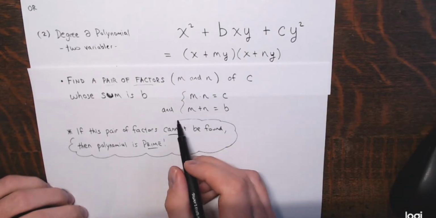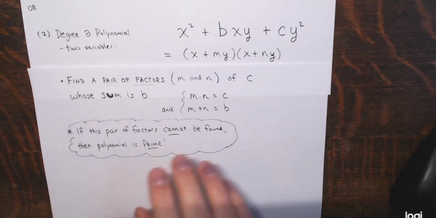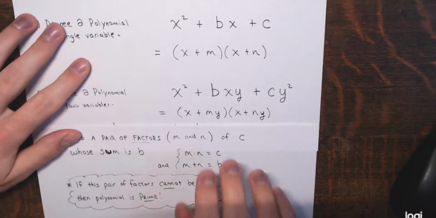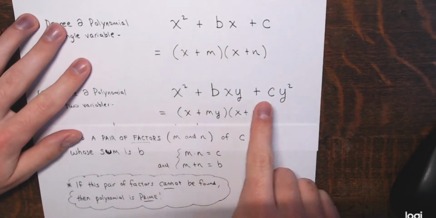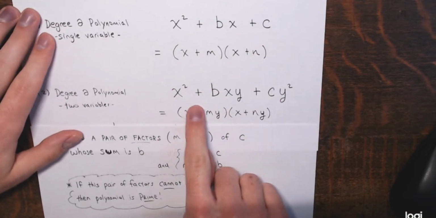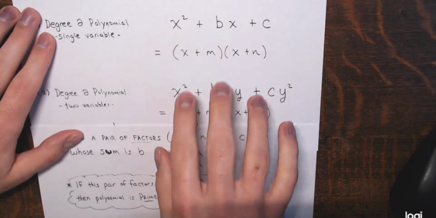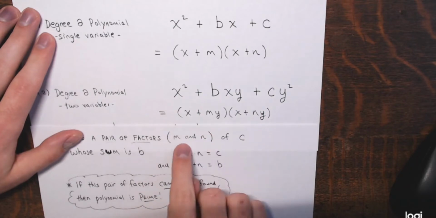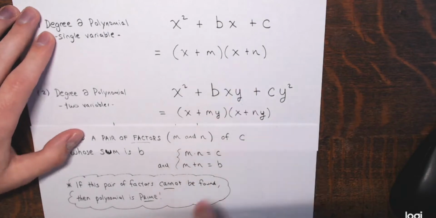I'm guessing, based on the fact that this is an assignment where they're introducing this to you, that we'll be able to find these factors. All right, and that's it. So x squared plus bx plus c, or x squared plus bxy plus cy squared, a degree 2 polynomial with a single variable or two variables that are trinomials with a lead coefficient of 1. These very specific trinomials, if you can find a pair of factors whose product is c and sum is b, you can factor these pretty easily, like I have here.